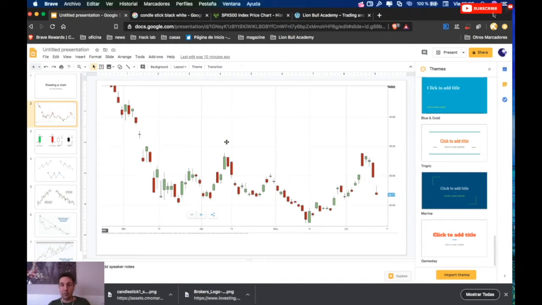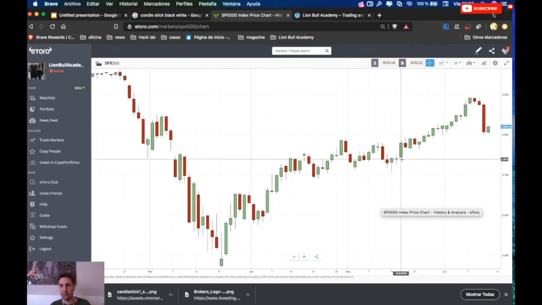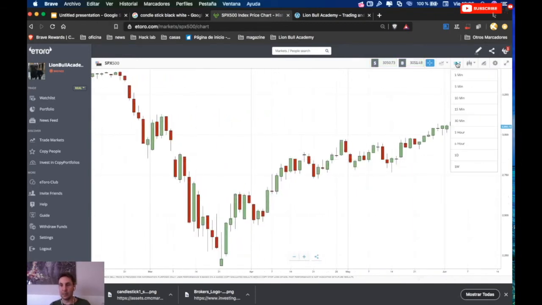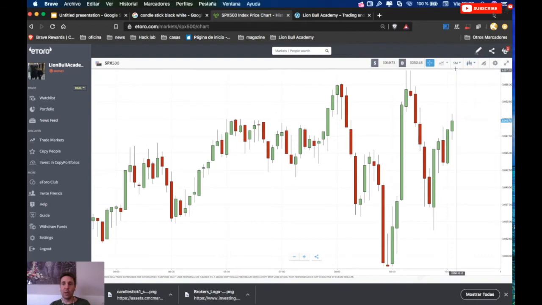Okay. Now here we can see how the candles work. Let's make one complete example in a live market movement, and let's put it in 5 minutes. What does 5 minutes, 1 minute, 10 minutes, 15 minutes, 30 minutes mean? It means that each candle has a value of time. Now we are in a 5-minute chart, so each candle represents 5 minutes of movement of the price.